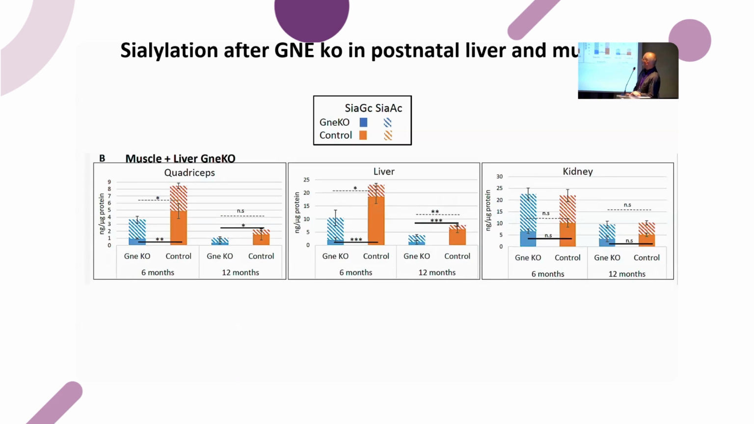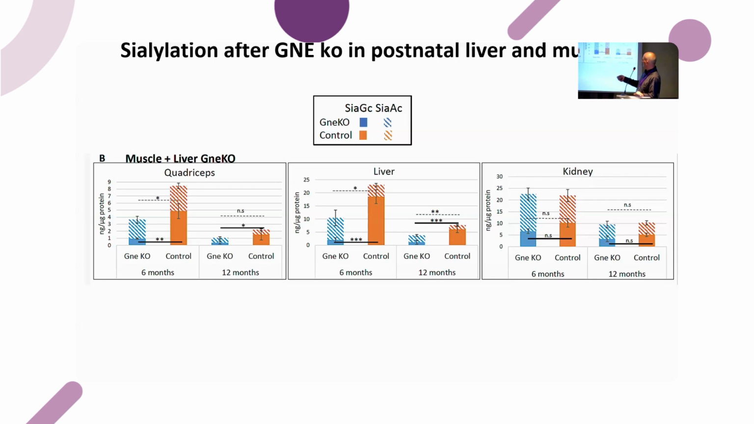For the muscle and liver knockout, the effect is more dramatic. You see here the quadriceps. So the knockout has very, very low N-glycolylneuraminic acid, but still the amount of N-acetyl is the same. And the same is in liver.